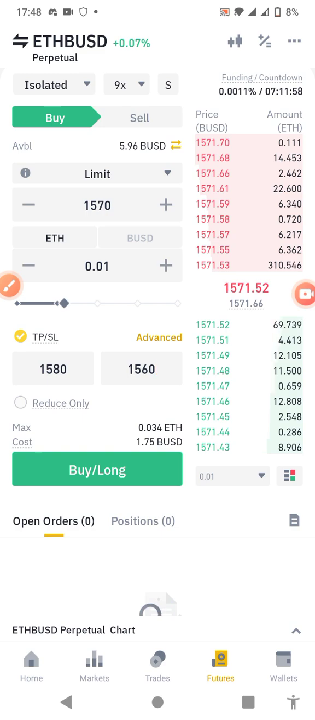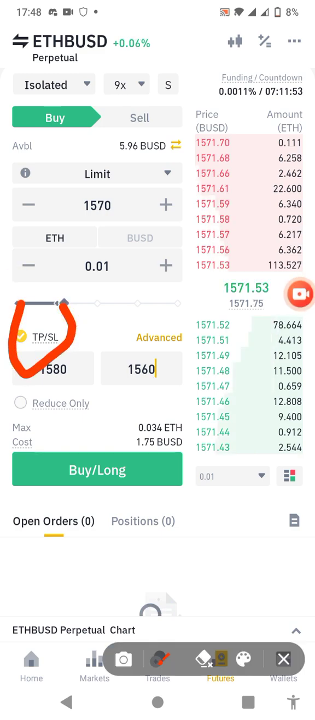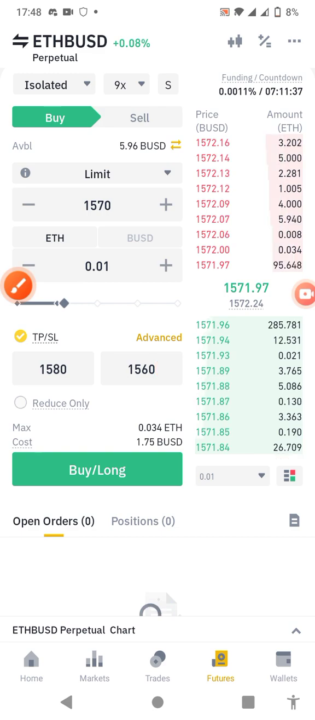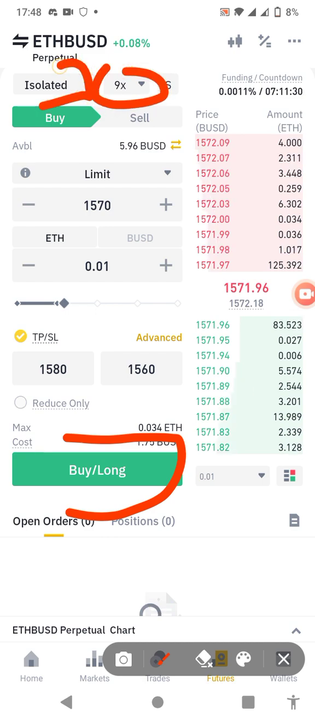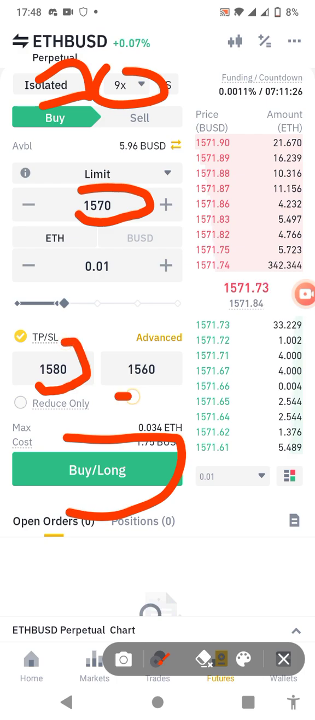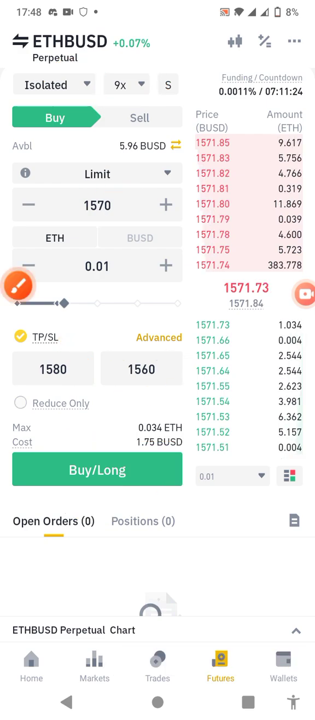You get the gist. The reason why this is here is that my TPSL is already activated. If it's not activated, make sure you activate it from your end. Now that these are set, all I need to do is buy long. Before you take the trade, make sure you confirm the leverage you use, the margin type, the entry price, the take profit and your stop loss, and click on buy long.